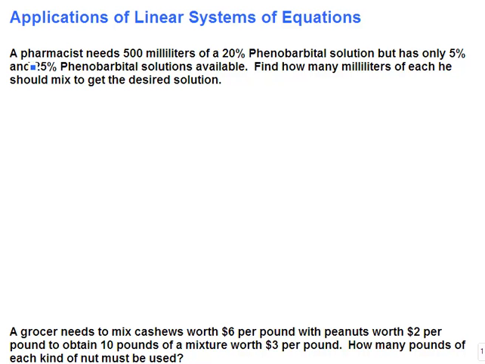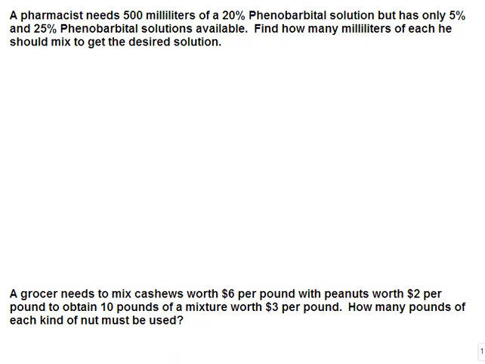So for example, we have a pharmacist needs 500 milliliters of a 20% phenobarbital solution, but has only 5% and 25% solutions available. Find how many milliliters of each he should mix to get the desired solution. So in these mixture problems, where we're combining two things to create a third, I like to draw a visual diagram to see what's going on. So I'm going to create three boxes. We're taking two mixtures and combining them to create a third. Which two are we mixing to create which third mixture?